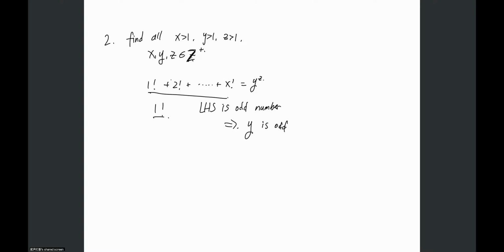Okay, x is larger than 1, y is larger than 1, z is larger than 1. So y to the power of z.